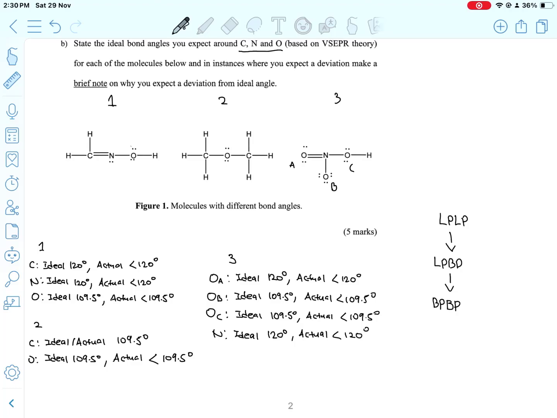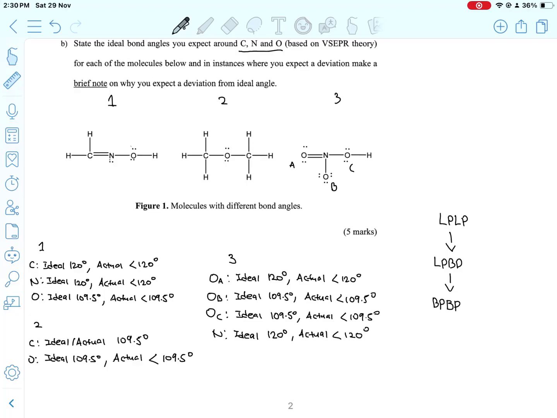So in molecule 1, you can see that the carbon is bonded to two hydrogens by single bonds and to a nitrogen by a double bond. So ideally it would be 120 degrees, like a trigonal planar structure, but because of your double bond, it has greater electron density that will push the other two bonds closer to each other. So your actual angle will be less than 120 degrees.